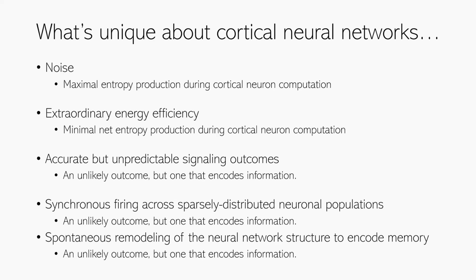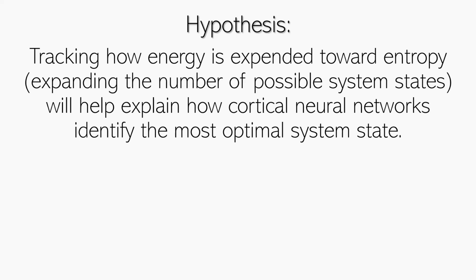So what I'd like to do is explore how this special kind of non-equilibrium thermodynamic system works. That is, how energy is distributed to generate and compress information in order to select an optimal system state in the context of a massive probability density. So the hypothesis here is that tracking how energy is expended toward entropy, which is an expansion of the number of possible system states, will help to explain how cortical neural networks encode useful information by identifying the most optimal system state.